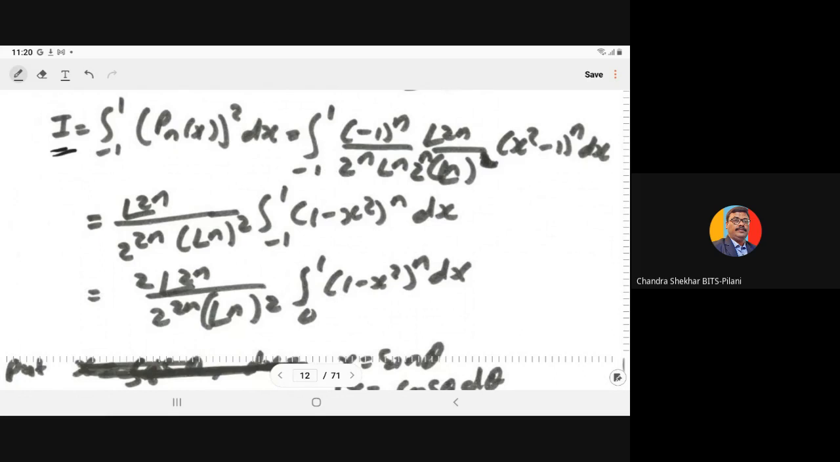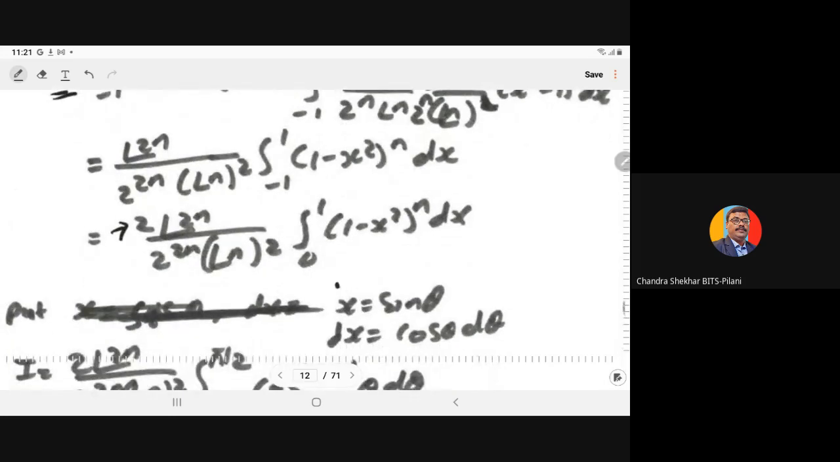Now, because we write the integral minus 1 to 1 as 2 into the integral 0 to 1, this 2 we have multiplied. So 2 into factorial 2n upon 2 to power 2n factorial of n whole square, integral 0 to 1 of 1 minus x square power n into dx. So when we have 1 minus x square, in that case in general what kind of substitution do we put? We put x is equal to sine theta, so dx is equal to cos theta d theta.